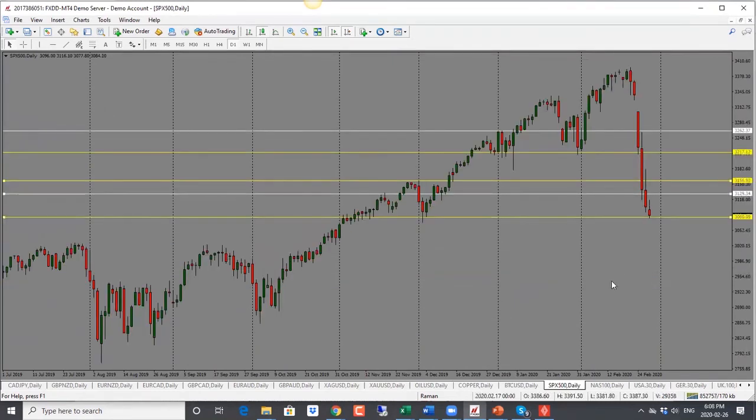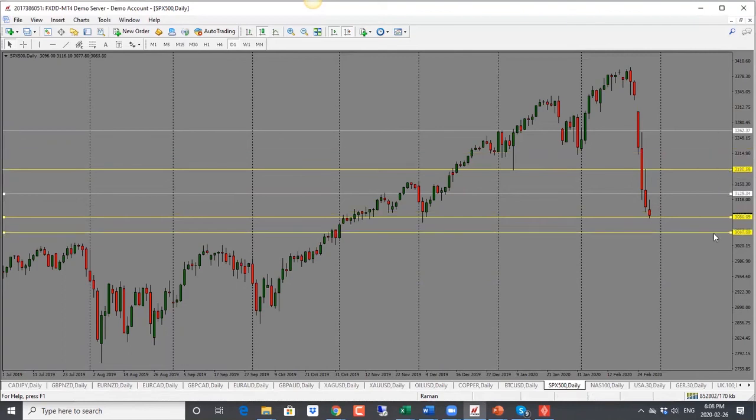S&P 500, a huge drop here, as we can see for the last few days. It's just been a one-way street here for S&P 500. Still a bearish bias here, even though it went and tested this previous support resistance level. It dropped from there. Now, bias is bearish.